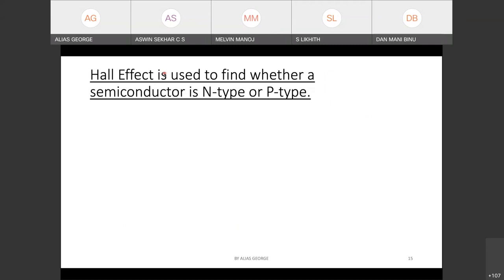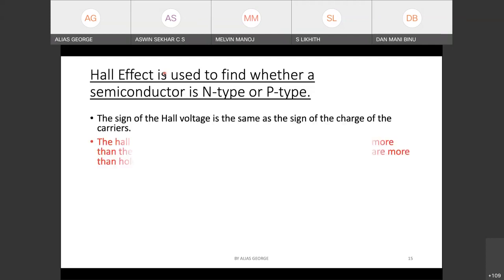We measure the Hall voltage, and if it is positive, it is p-type, and if negative, it is n-type. Just take a conductor and perform the whole experiment. If you get a positive voltage, it means p-type. If it is negative, then n-type. That is only one application of the Hall effect.